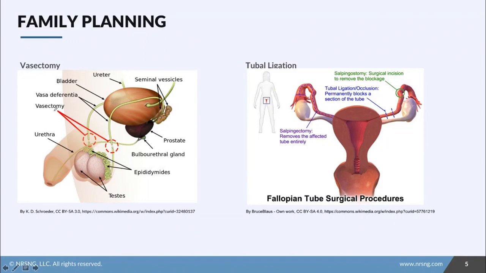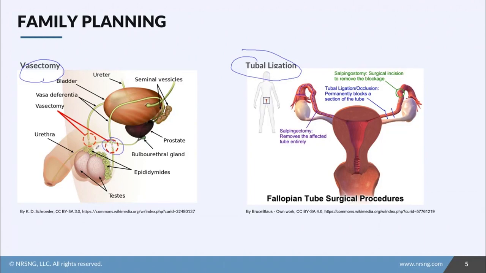All right, let's compare now some more permanent methods for contraception. First, we have the vasectomy, or we have tubal ligation, also known as tubes tied. With the vasectomy, the vas deferens is going to be cut and cauterized, okay? So it's cut and cauterized so that the male becomes sterile.